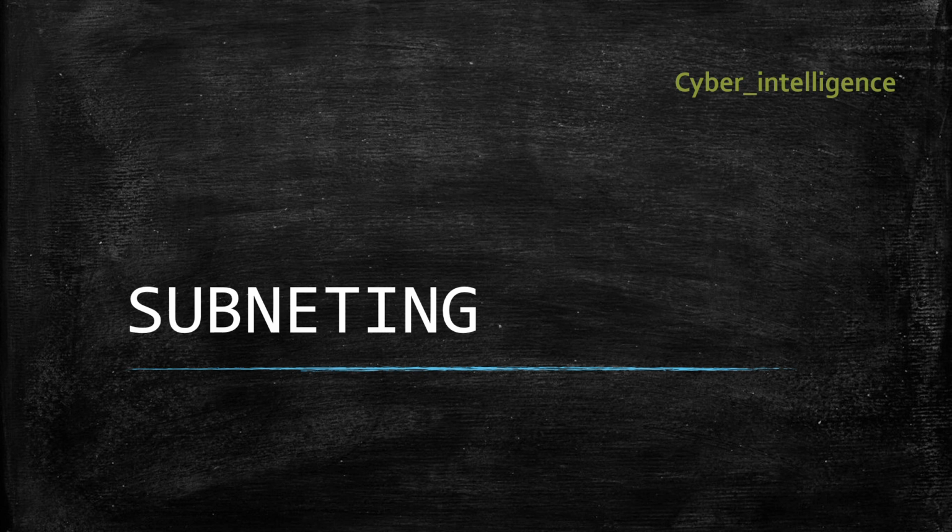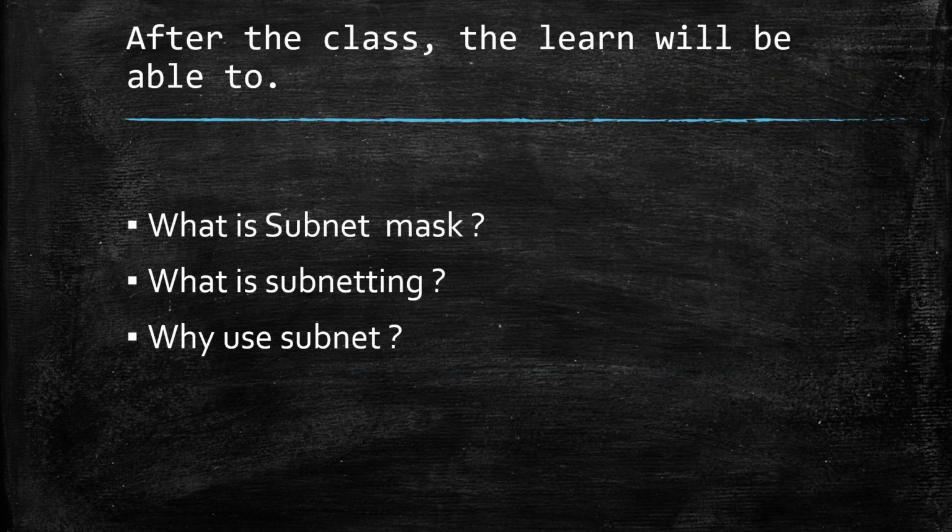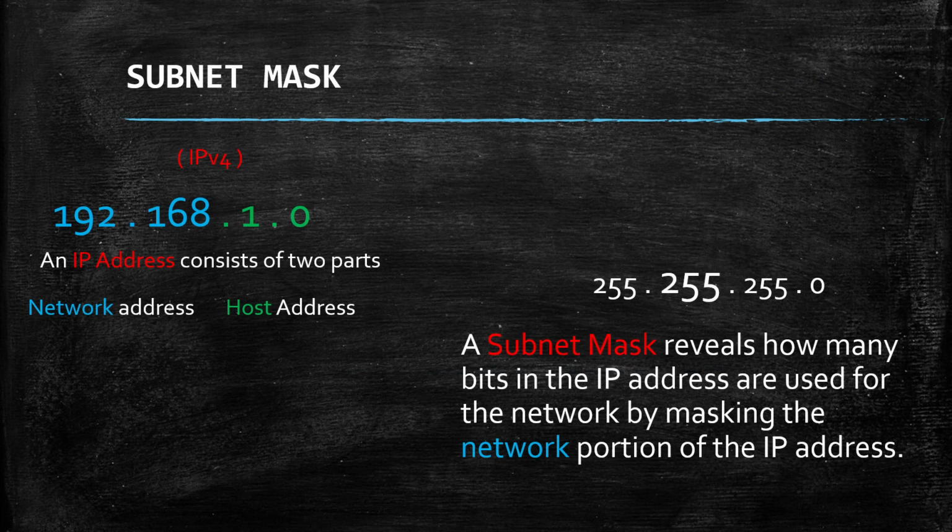Today we are going with subnetting. In the last video, we saw the IP address, IPv4, IPv6, private IP, public IP, static, dynamic, and the most important classes. So today we are going for subnetting. Let's see what we are learning in today's class. What is a subnet mask? What is subnetting? And why use a subnet? Let's go now.